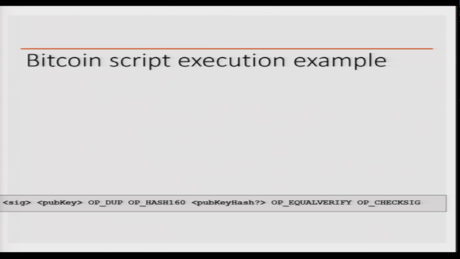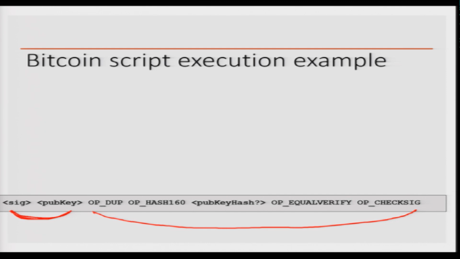So, let us say after concatenating the SIG script and the script pub key, I have this. This part is the script SIG, and this is the script pub key, and we have concatenated them. So, this is my complete script and I want to execute this in a stack based machine.